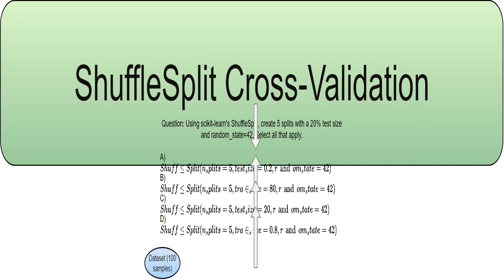It shuffles the data each time for randomness. This is the core question. I need to find the correct ShuffleSplit settings to split the data 5 times, with 20% held back for testing each time. Using random_state equals 42 ensures that I get the same splits every time I run the code, which is essential for reproducible research.